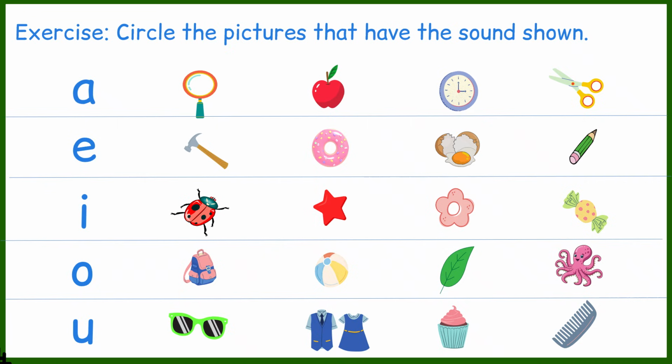If you are done, let's check. A, apple. E, egg. I, insect. O, octopus. U, uniform.